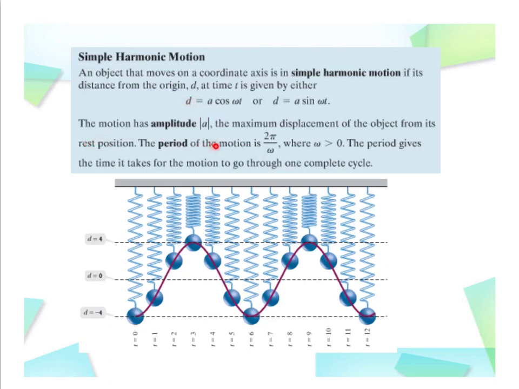The amplitude is still the absolute value of A, and the period, remember we defined it as 2 pi over B, but because we're talking about simple harmonic motion, we're going to switch that B to omega, where omega has to be greater than 0. A period gives the time it takes for the motion to go through one complete cycle, because eventually it's going to come back to its rest state. The frequency, let's call that F, equals 1 over the period. Again, you can think of the period as 2 pi over B, but here we're using omega.